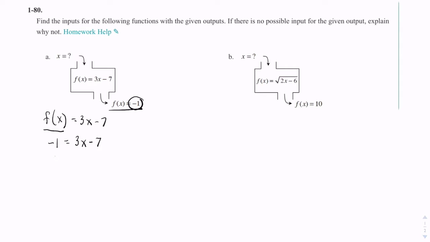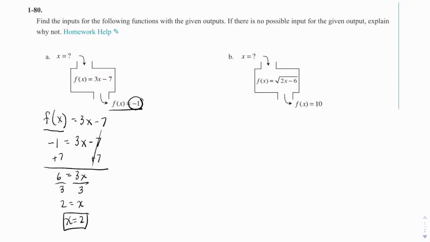So I'll add 7 to both sides. And -1 plus 7 is 6 equals 3x. And I'll divide both sides by 3. And I get x equals 2. And I'll always write it with the variable on the left.